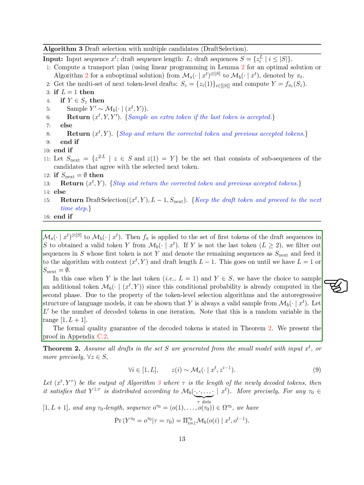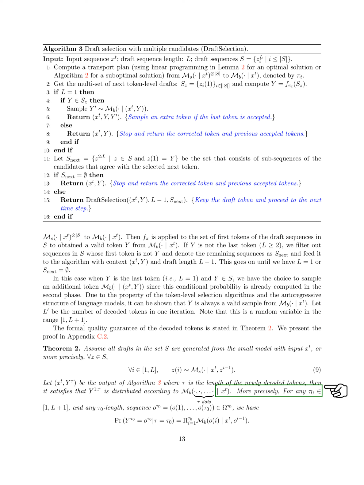Due to the properties of the token-level selection algorithms and the autoregressive structure of language models, it can be shown that the selected token is always a valid sample. Let L_prime be the number of decoded tokens in one iteration. This is a random variable in the range 1 to L plus 1. The quality guarantee of the decoded tokens is stated in a theorem, which we prove in the paper. The theorem states that if all drafts in the set S are generated from the small model with input x_t, then the output satisfies that the newly decoded tokens are distributed according to the large model.